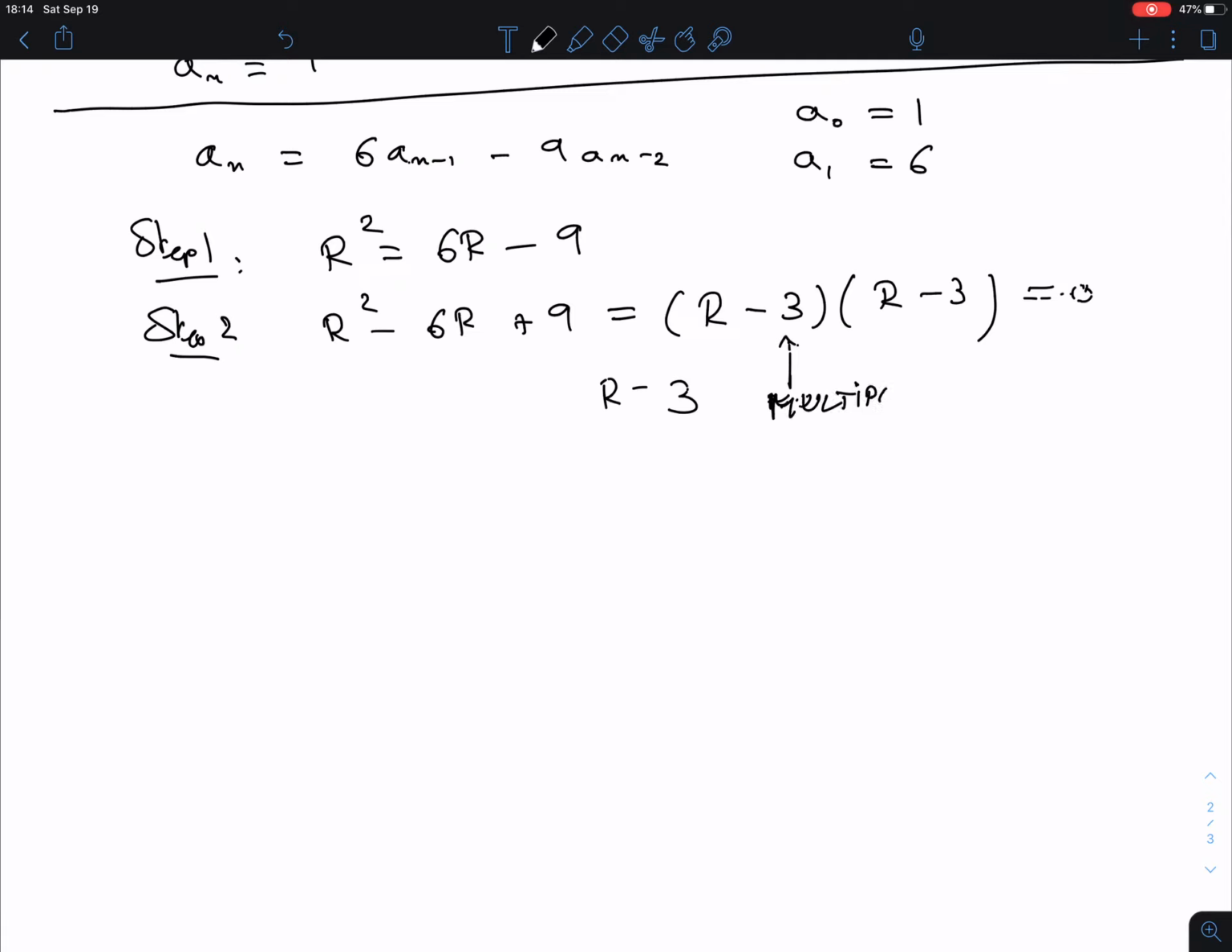Multiplicity equals 2. The number of times, in other words, if you would write this in a compact form, you would write this as (r minus 3) squared.